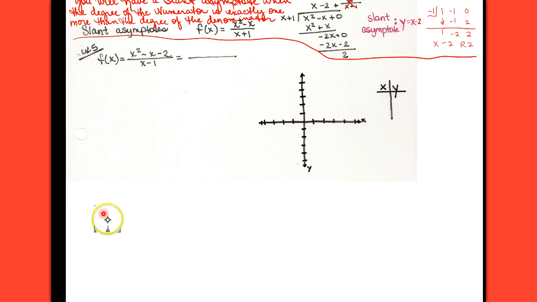Whichever way you do that, once you divide, your slant asymptote will be the answer that you get, ignoring your remainder. So your slant asymptote would be x minus 2, ignoring your remainder. Now, a slant asymptote is an equation, right? So I'm going to need to take the answer that I get, x minus 2, and set it equal to y, and then I literally would graph y equals x minus 2. It's going to be a slanted line. That's my slant asymptote.